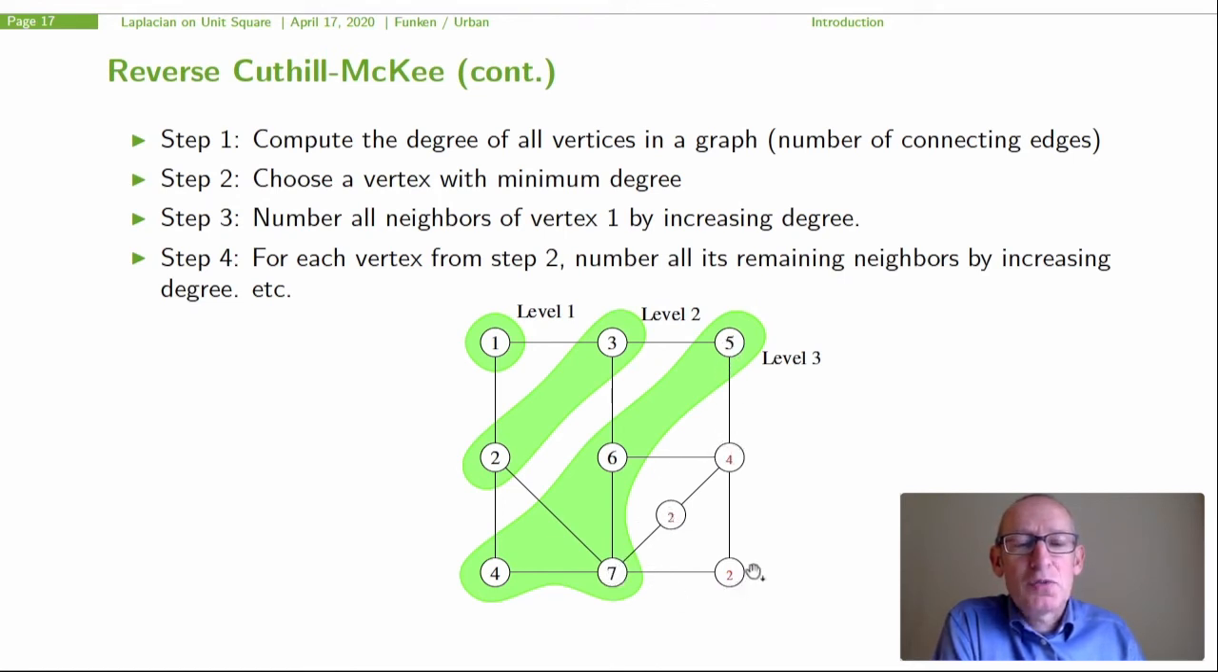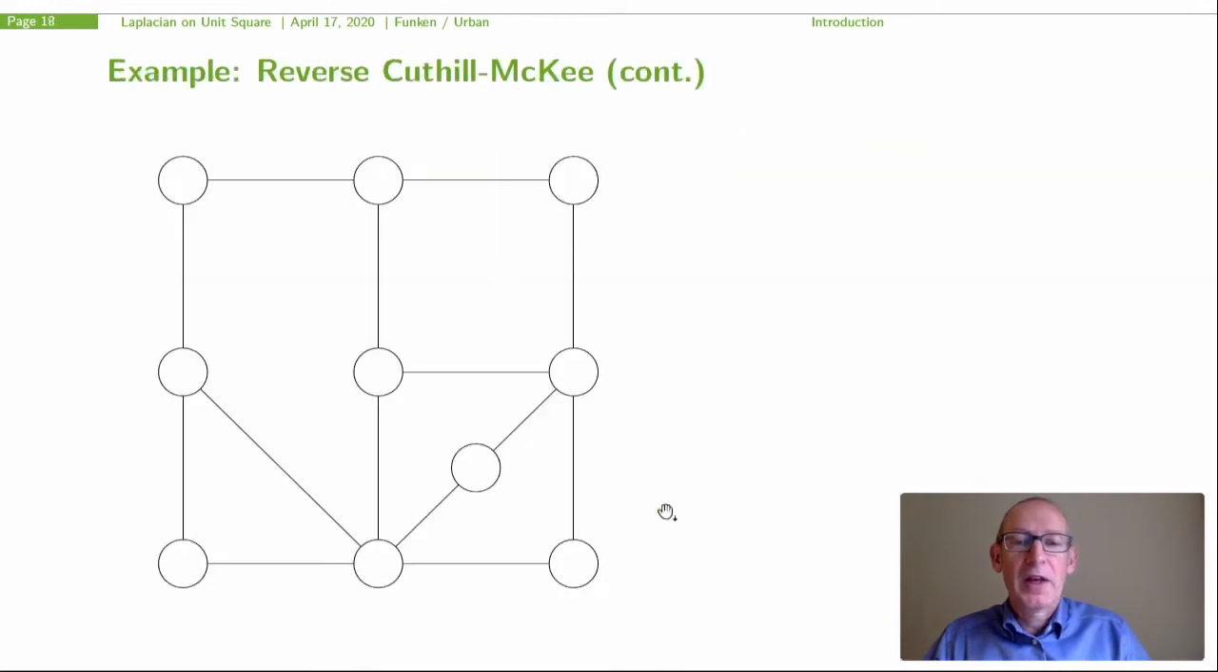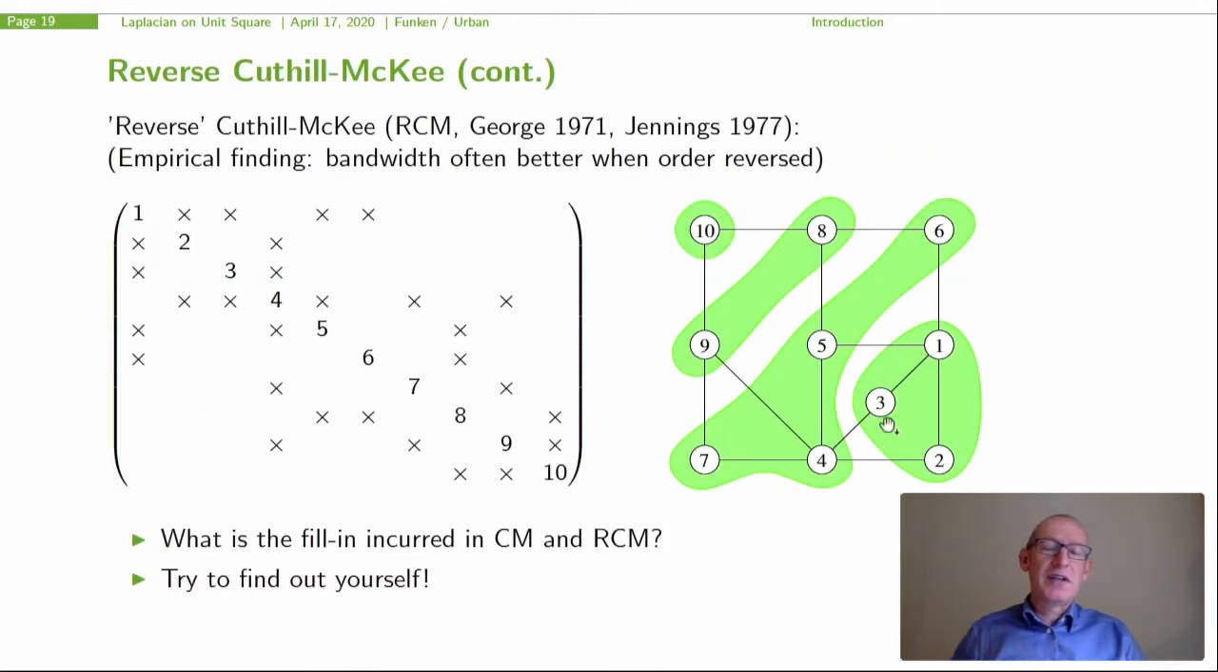So all the remaining 3 vertices are connected to vertices of level 3. And this is the largest degree, and here it's just random. We can choose 8, 9, and 10. And then the reverse Cuthill-McKee is, instead of numbering 1, 2, 3, 4, 5, 6, 7, 8, 9, 10, we do it the other way around. Let's say 1, 2, 3, which gives this graph. So 1, 2, 3 from the last level, and so on.